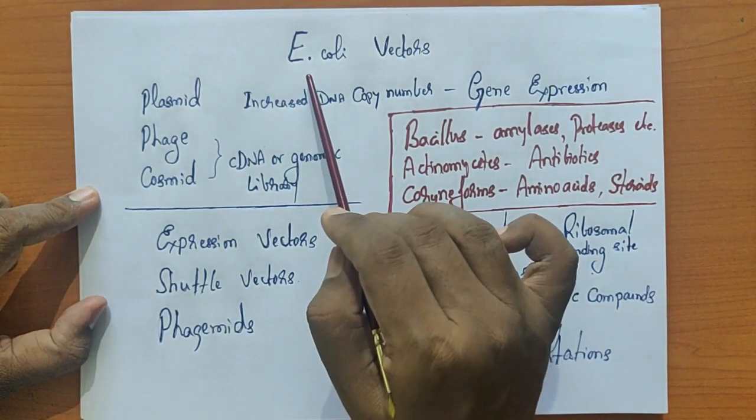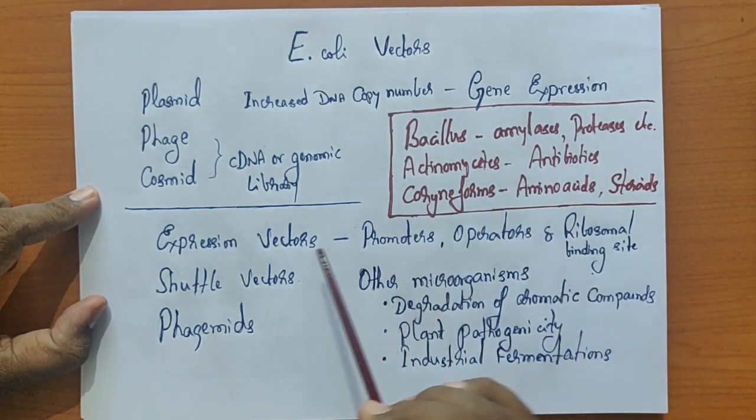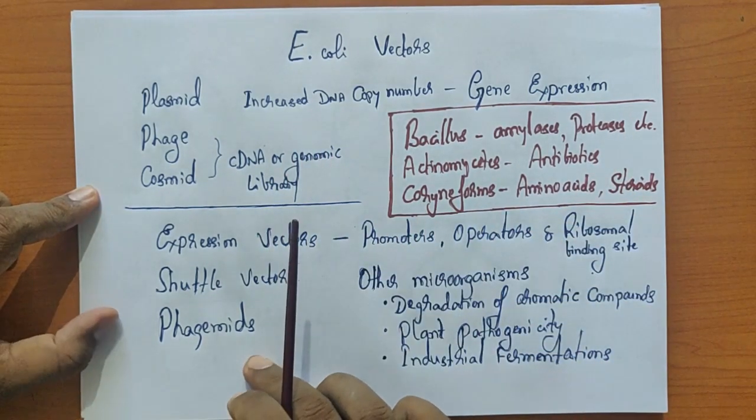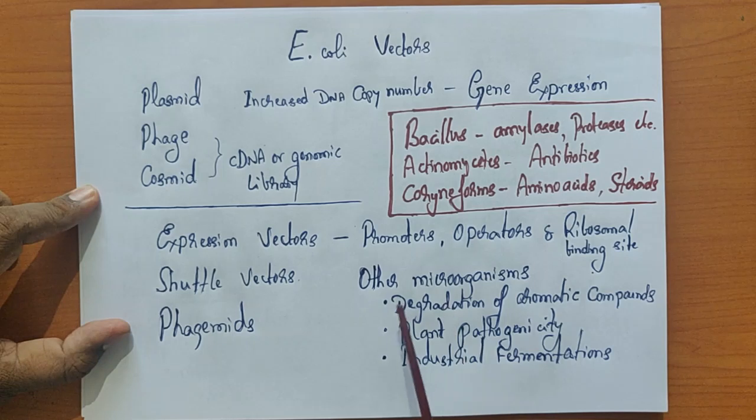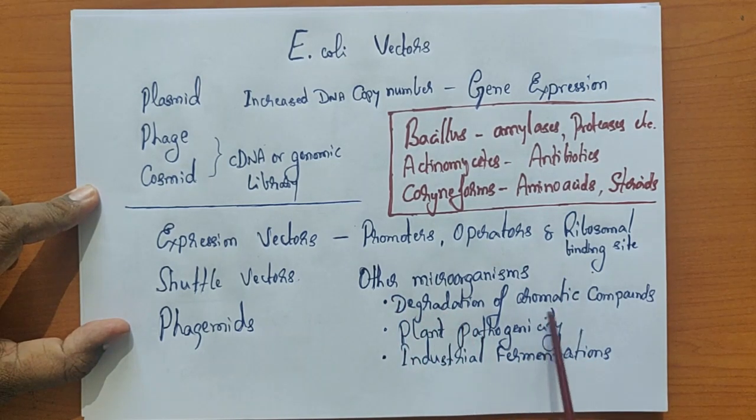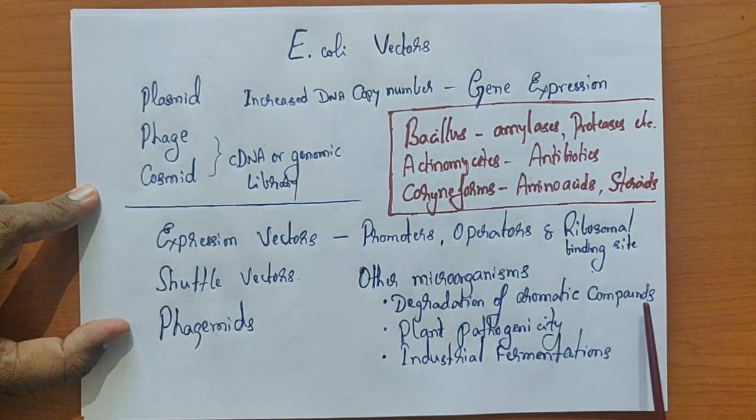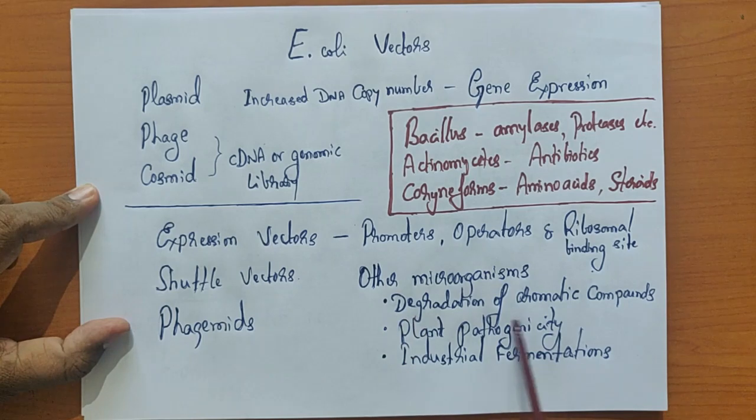Apart from studying gene expression, recombinant DNA technology also has other applications. For example, many microorganisms are used for the degradation of aromatic compounds, especially from industrial toxic waste. Now if you want to do these things, E. coli is not the right host, in fact.